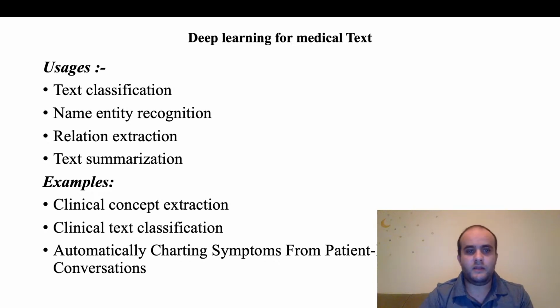Then named entity recognition is for clinical concept extraction, to extract the type of disease mentioned in the notes, and also the medication from those notes. Relation extraction is, for example, to connect the medication with the dosage, how many times every day, and for how many days from the clinical notes. And then text summarization.